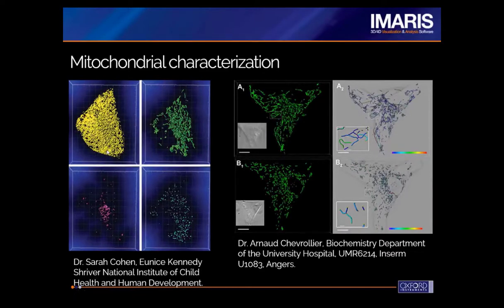How far away or how often are each of these organelle types touching another organelle type? And as I said in the past, we had this through a tool called distance transformation, and now we have that built into Amaris with the newest version 9.5.